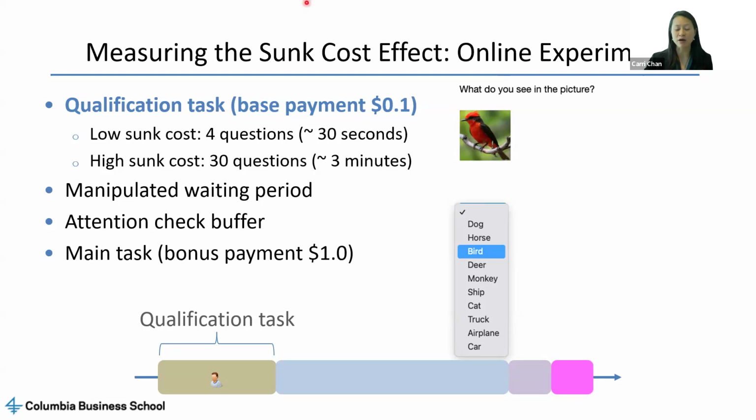Here, we're going to randomize people to either a low sunk cost, where they only have to answer 4 questions, which takes on average 30 seconds, or a high sunk cost, where they have to answer 30 of these questions, which takes about 3 minutes. So the sunk cost here is in terms of time and effort.